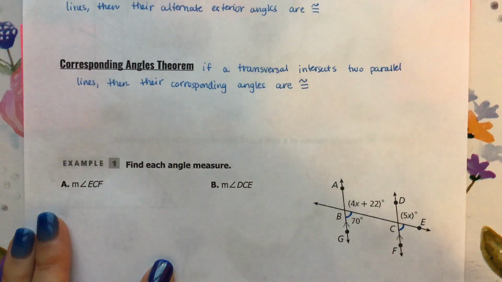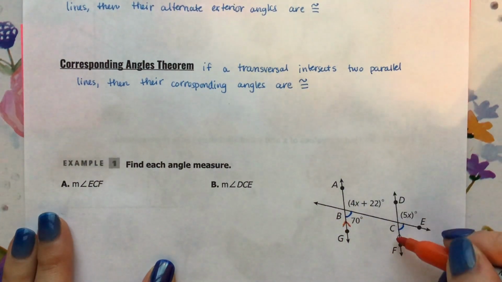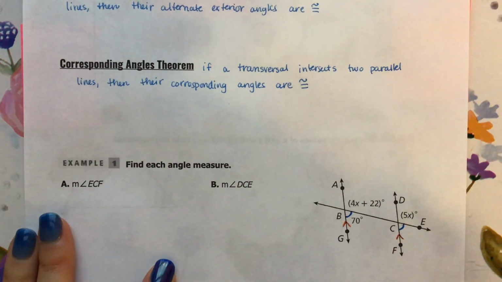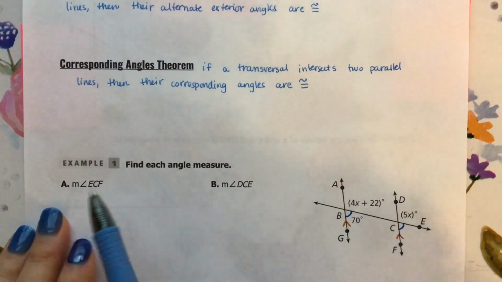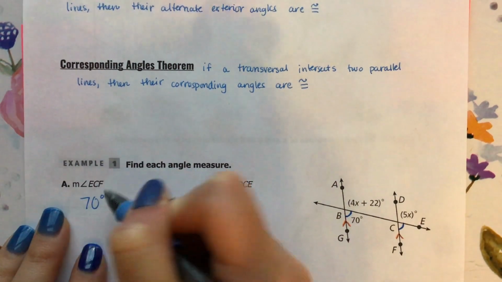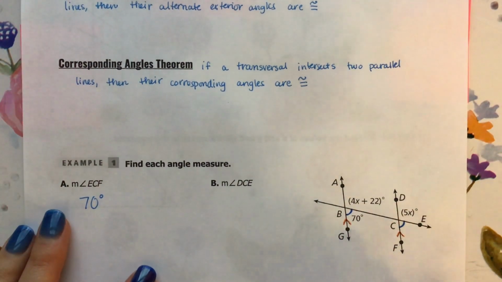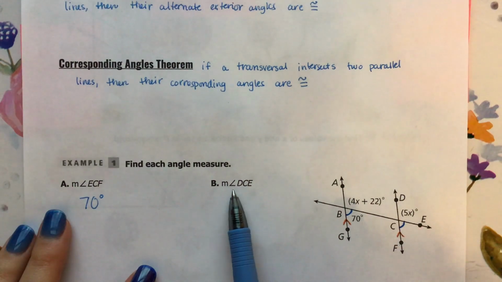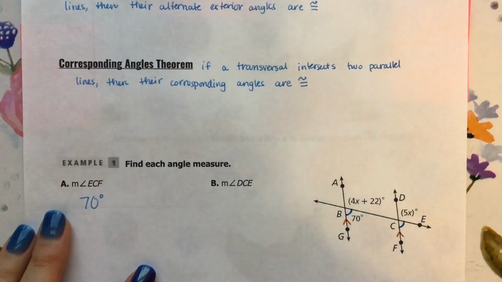We also have our little, I ought to point that out. Notice how this is marked parallel. So we have that information as well. So because these are in corresponding spots, we know that this guy is 70 degrees as well because they have to be congruent or the same measure. Next, we have the measure of angle DCE. So DCE is right here. I will mark it, and I'll do it in yellow.